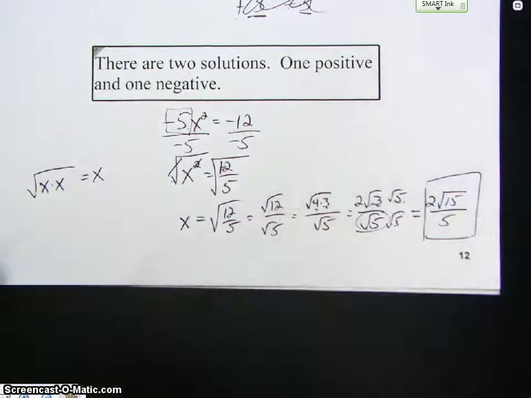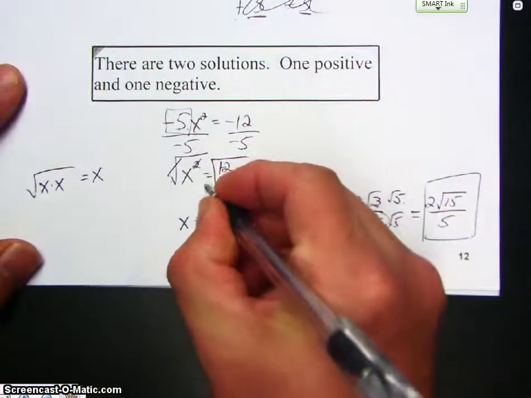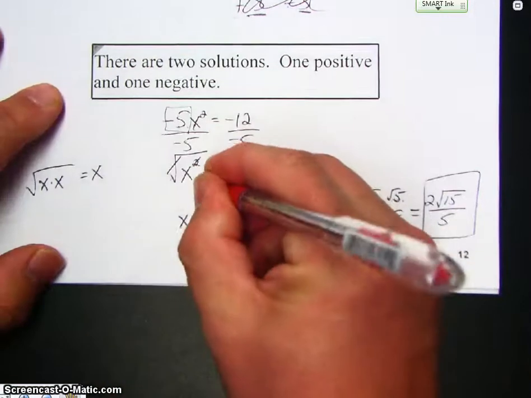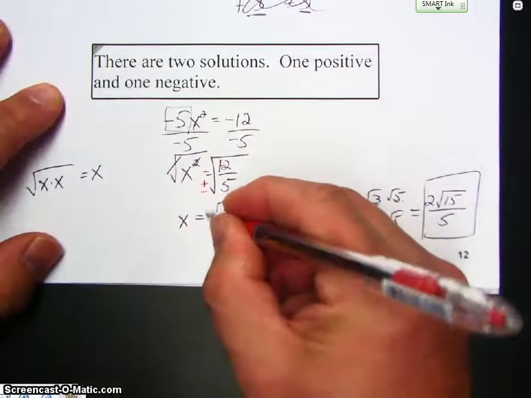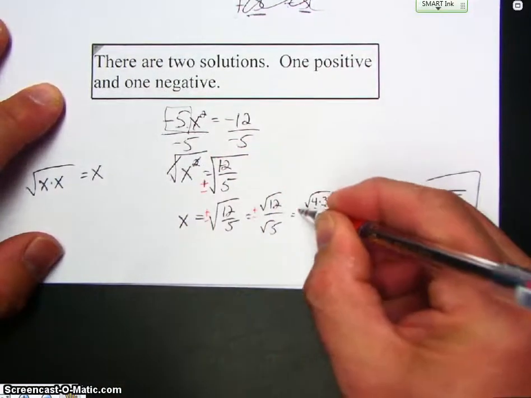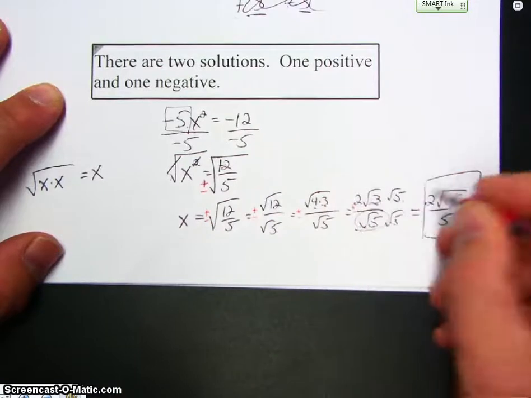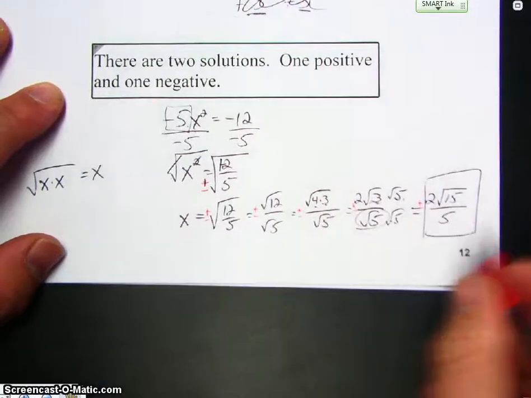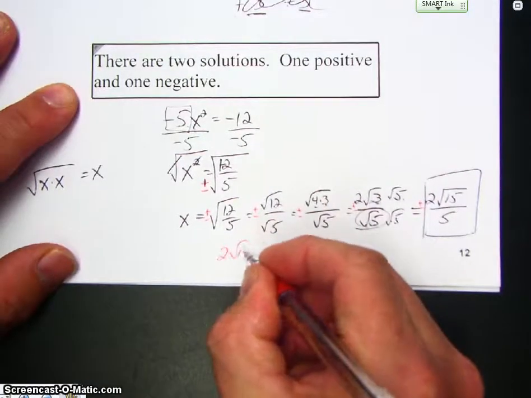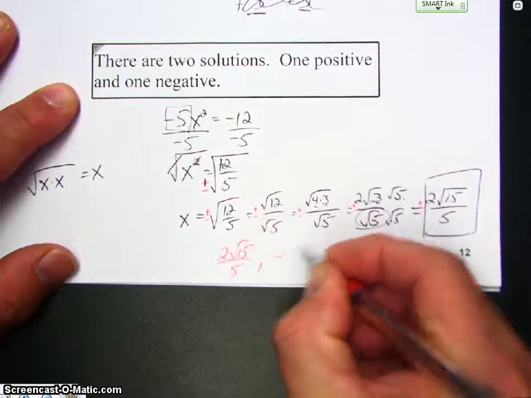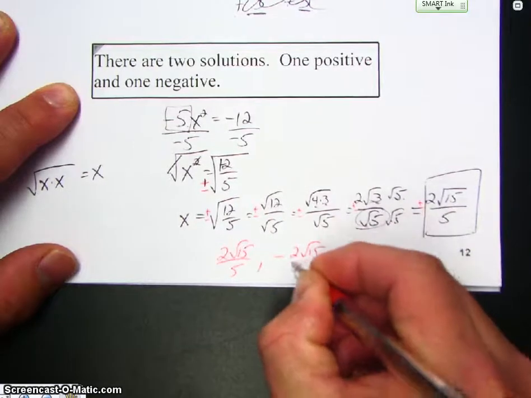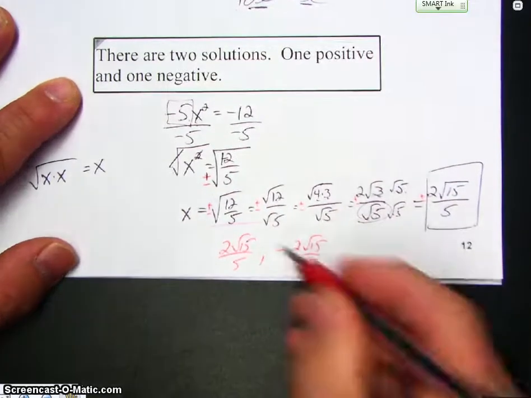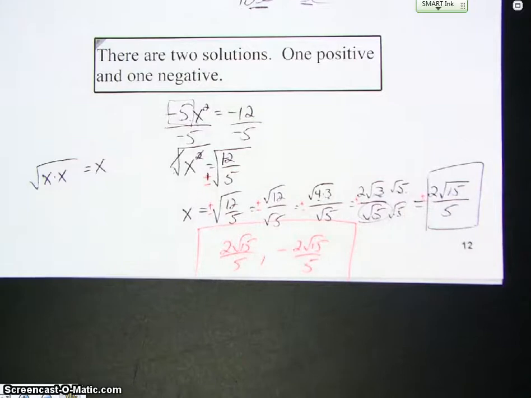Now since I took the square root at the beginning here, I should be putting a plus and minus. It should be a plus and minus all the way through. So really I have a positive 2 radical 15 over 5 and a negative 2 radical 15 over 5. So there are my two solutions.